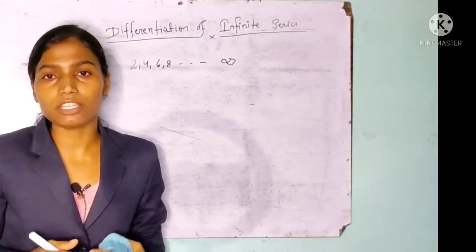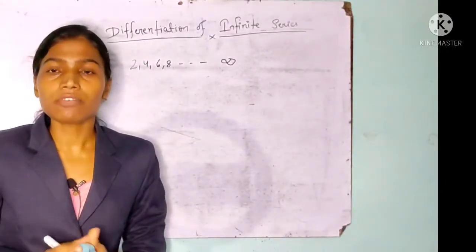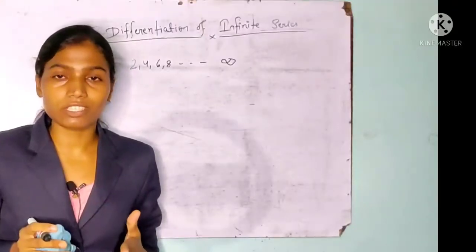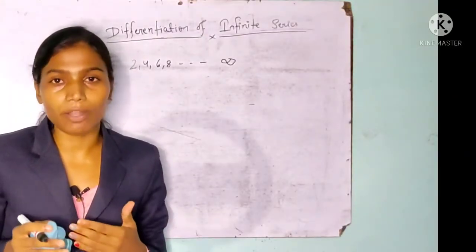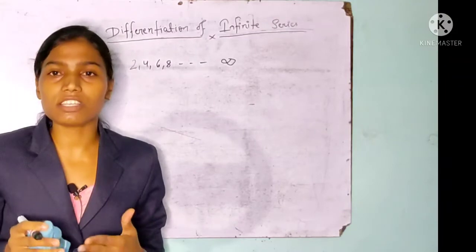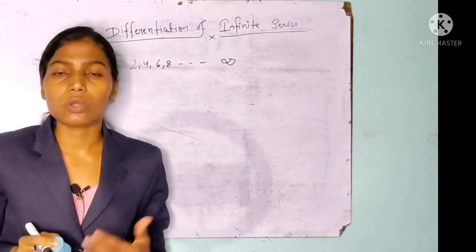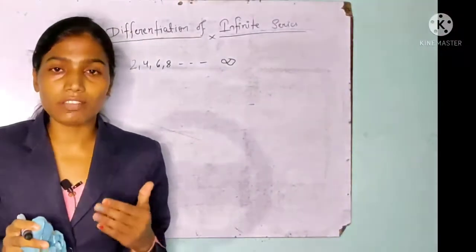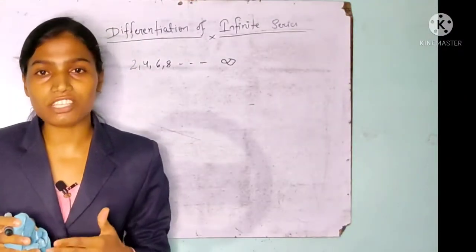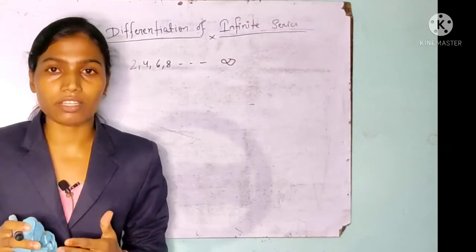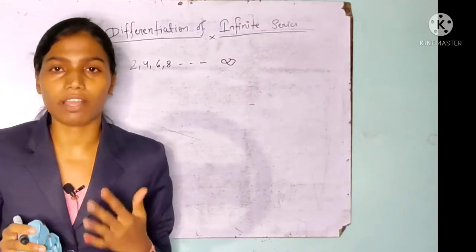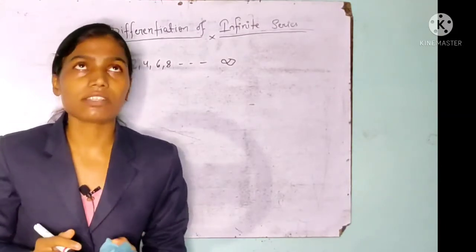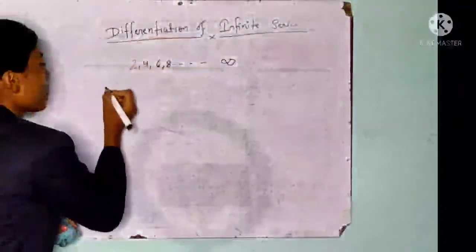But how do we say the introduction? See, if the given series has many terms listed in a given order, what happened? That series is called an infinite series. Once again I repeat: if a given series has many terms listed in order, one related to another, that series is called an infinite series. Can you understand? Next, I have written here the introduction.